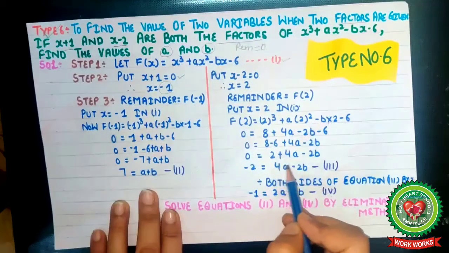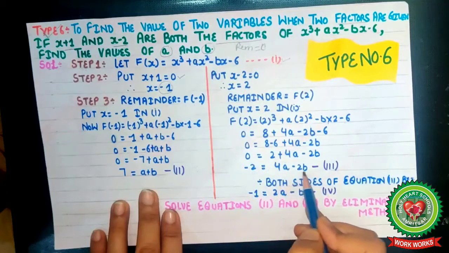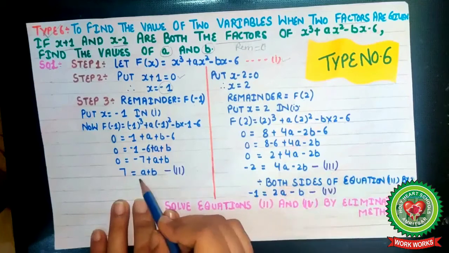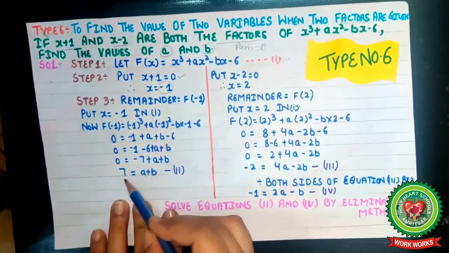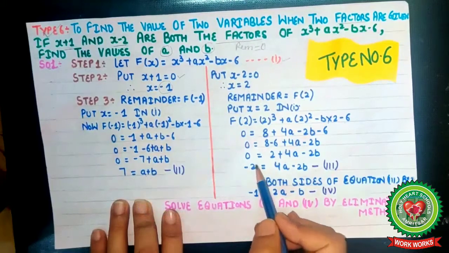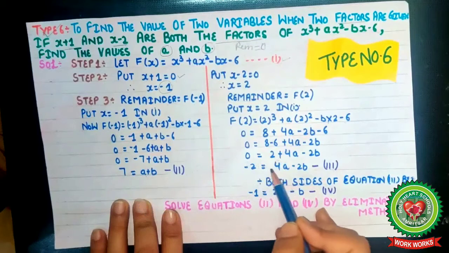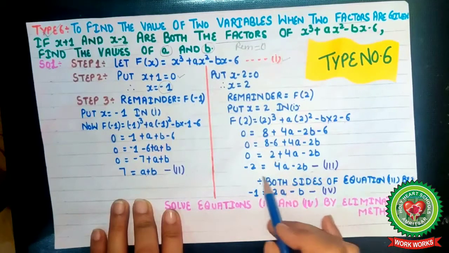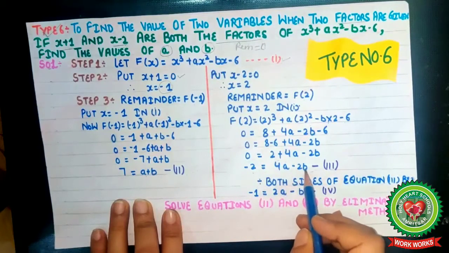Start solving. After solving, we have got the equation as minus 2 equals 4a minus 2b. Now students, see, in the earlier equation, all the coefficients were different: this is 1, this is 1, this is 7. But in this case, all coefficients are divisible by 2. So we will divide both sides of the equation by 2. This will make our equation shorter.